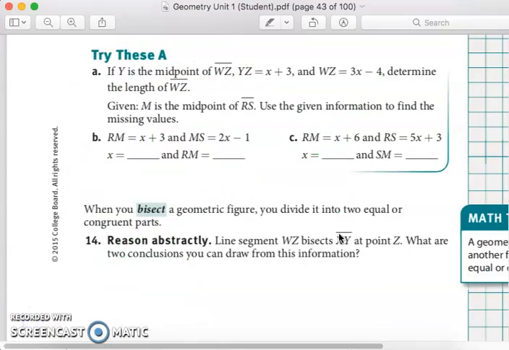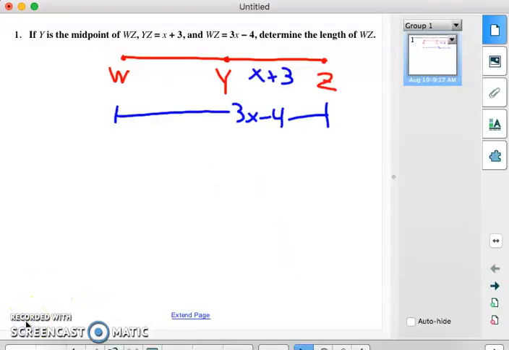Well, go ahead and try part A and see if you can find the measure of WZ. All right, pause the video, try it, and we'll go over it. This one had a little bit of a trick to it because they give you the expression for one of the parts, and they give you a second expression, but the second one, 3x minus 4, is an expression for the whole segment, right? So you're like, okay, what do I do? Because I can't set these equal. Obviously, x plus 3 is a lot shorter than 3x minus 4, so they're not equal. How do I set up an equation?